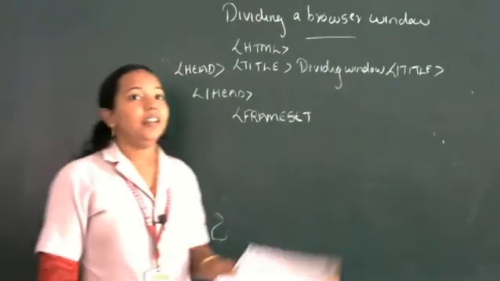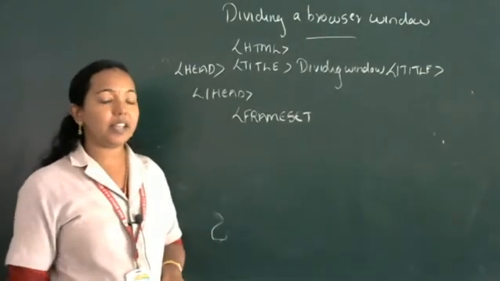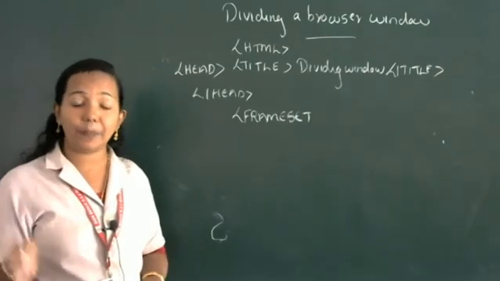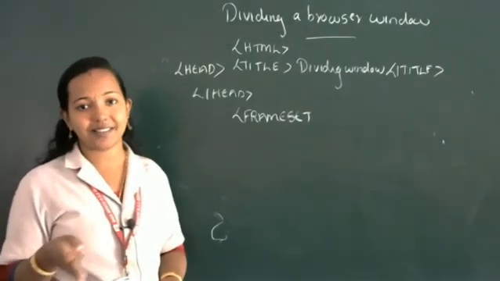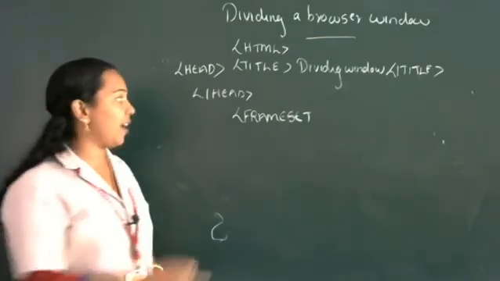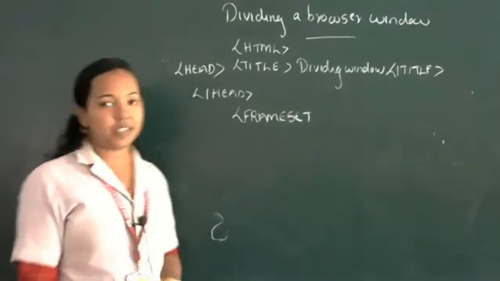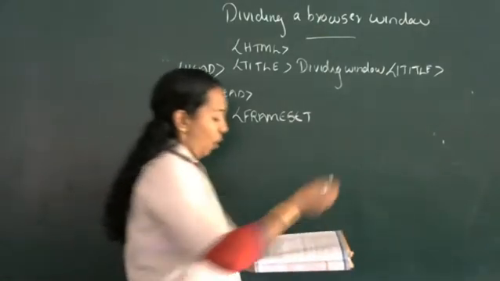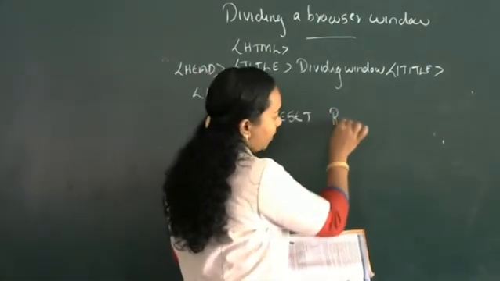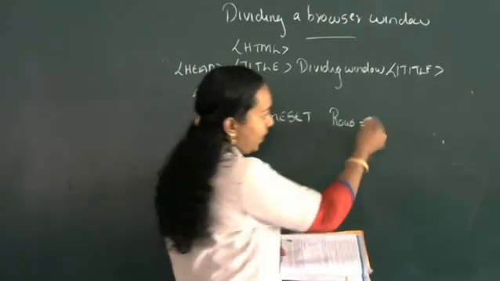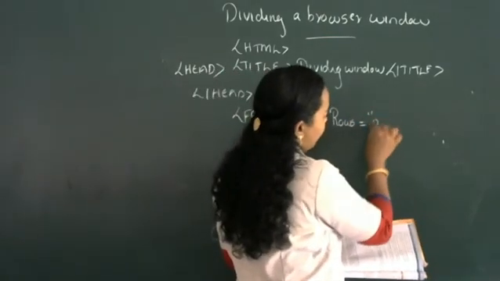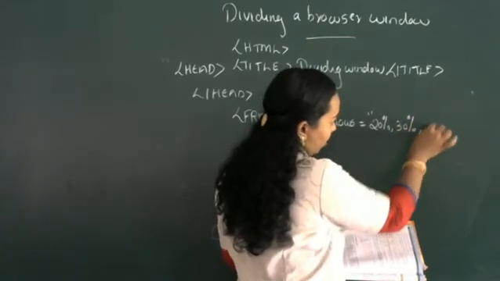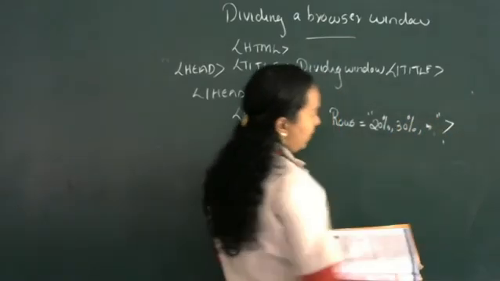You don't want to write the body tag, because in this web page we are dividing the entire original body, the original web page, into different categories. So without a body tag, we can start with the frameset tag. I am going to divide the browser window row wise. Frameset rows is equal to 20%, 30%, star.